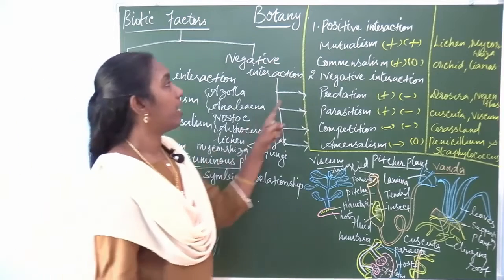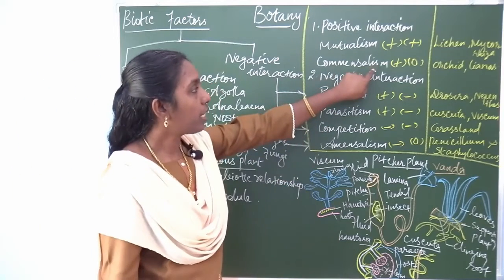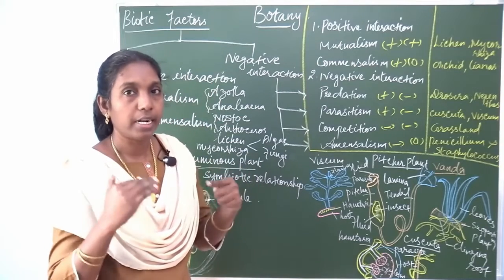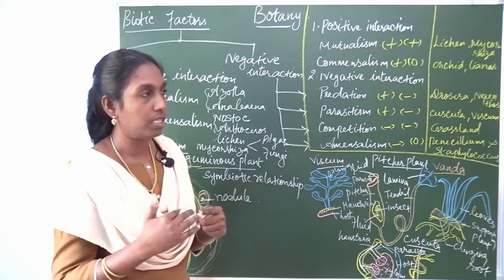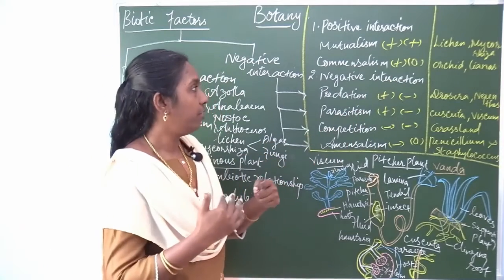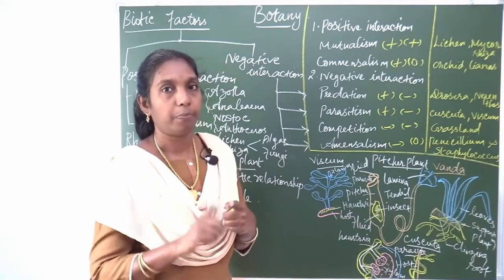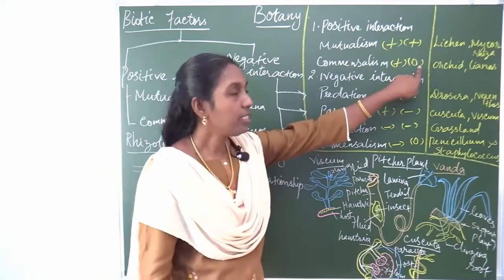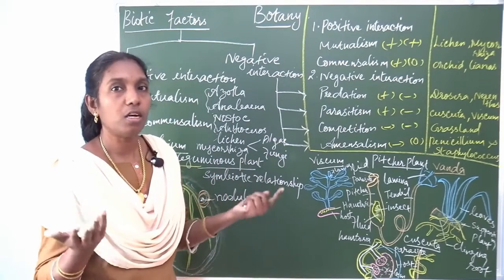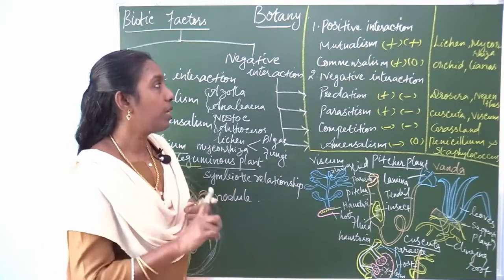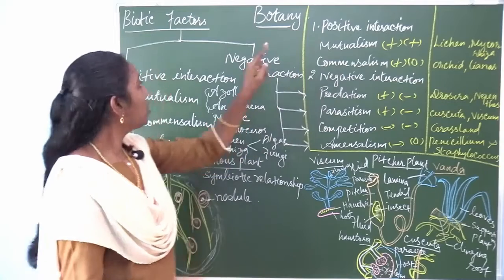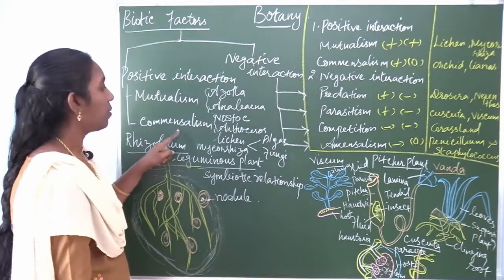The second positive interaction is commensalism. What is meant by commensalism? In commensalism, there is an interaction between two different species, two organisms, in which one is benefited and the other is neither benefited nor harmed. So one is benefited, and that association is commensalism. This is also one of the positive interactions.